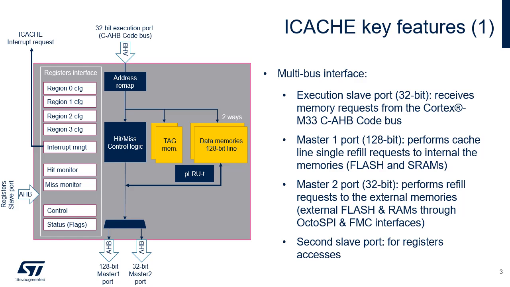When an external memory access is marked as non-cacheable by the MPU, the ICACHE is bypassed. The request is forwarded to the external memory on the ICACHE master 1 or 2 port in the same clock cycle. Only the address may be modified due to the address remapping feature.